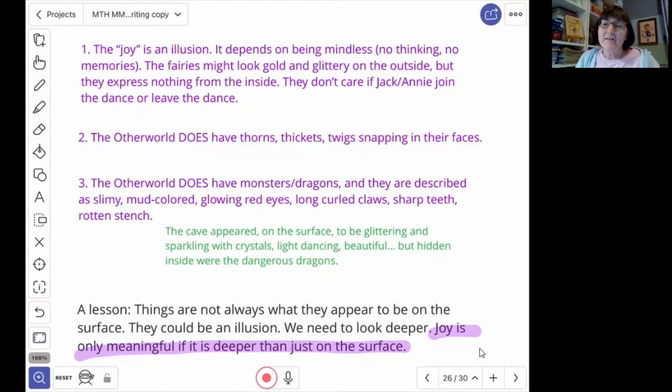And I thought about, when Jack was dancing and he had no memories, no ability to think, probably didn't even really recognize himself or know who he was anymore. I thought, was that really joy? It was mindless. If you have no memories, you don't remember who you care about, you don't remember who cares about you, you don't remember why you're there, you can't think about anything. Is that really joy?